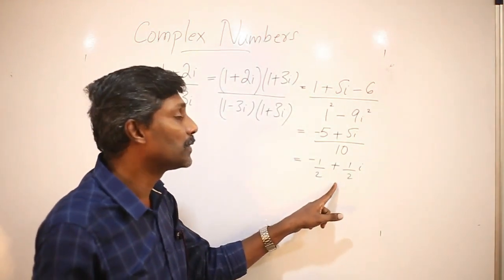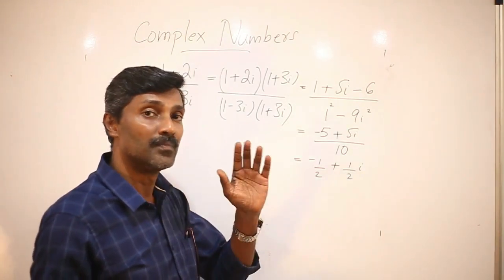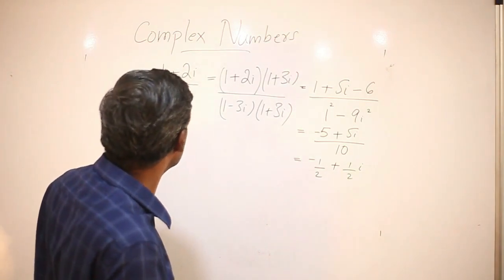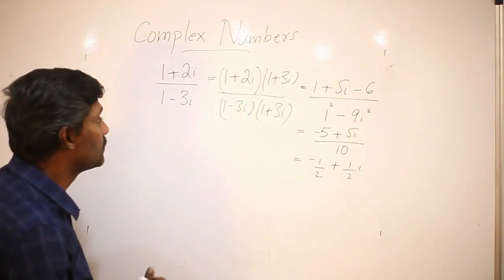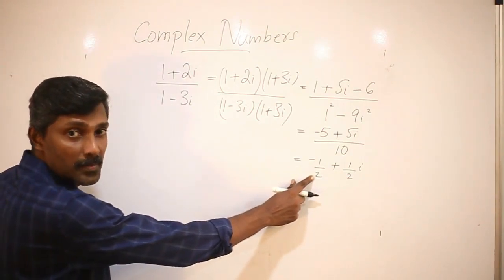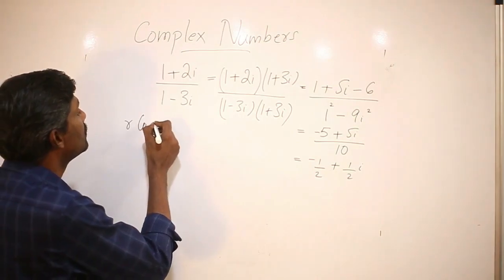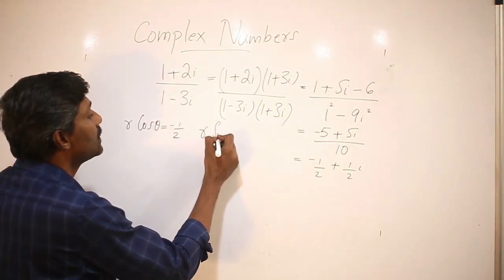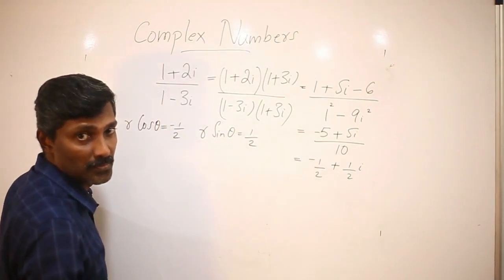Okay. Now we have to express this complex number in the polar form, and we have to identify the modulus, the r, and the argument of that complex number. Okay. Let's see how we do this. The polar form of this complex number is r into cos theta plus i sin theta, right? So this is the real part and this is the imaginary part. So we can write r cos theta is equal to minus 1 by 2 and r sin theta is equal to the imaginary part, which is 1 by 2, right?